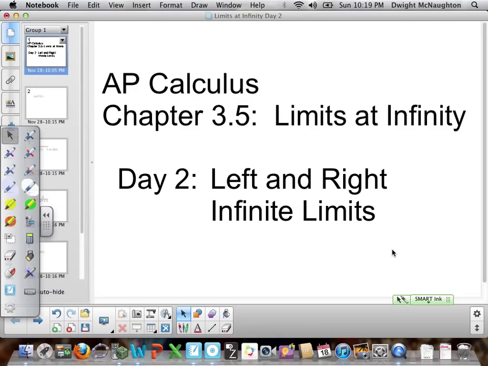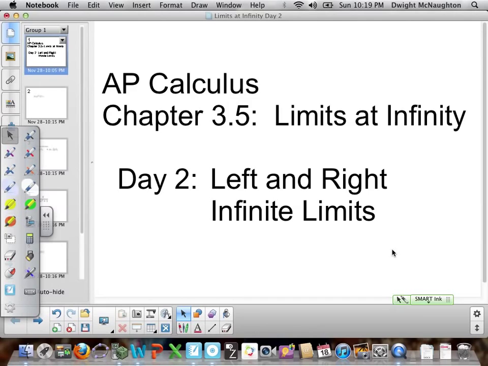Chapter 3.5, Limits at Infinity Day 2, Left and Right Infinite Limits. Today we're going to look at some functions that, as x approaches infinity, the left and right infinities, negative and positive infinities, may sometimes do different things.